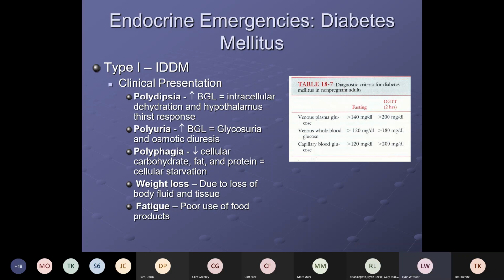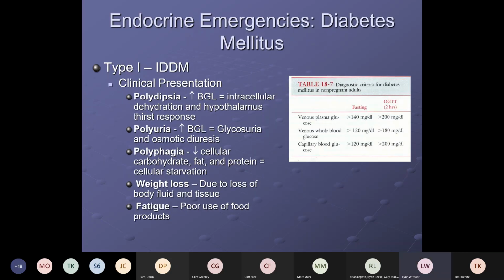Fatigue because you're not utilizing your carbohydrates correctly. The fats and proteins are being broken down, and it's inefficient, doesn't produce as many calories per gram, and you get acidotic as well as extreme fatigue.